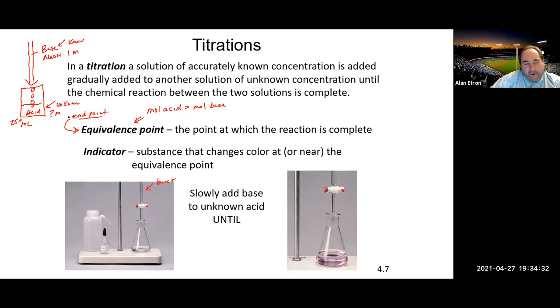But how do I know, if I'm adding my base to my acid, that I should stop? What we use to help us determine where we should stop is what is known as an indicator. An indicator is really a substance that will change color near the equivalence point. So you will have a visual representation of, hey, you should stop because the thing just changed color. You're at the equivalence point. You should stop your titration. A very common indicator, the one that's used in this picture, is known as phenolphthalein.